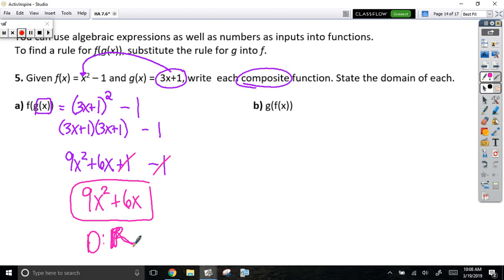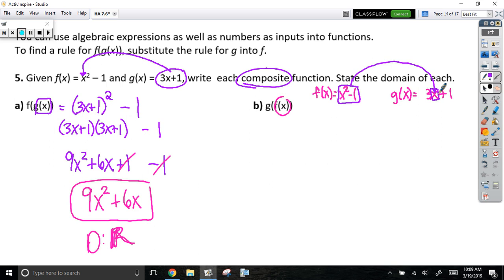Now for b, I'm going to rewrite the functions over here, since we already wrote on the top ones. F of x equals x squared minus 1. G of x equals 3x plus 1. So we can draw our arrows again and not confuse you when you look back at your notes. This time we're starting on the inside, which is our f of x function. So you're going to take this whole thing, x squared minus 1, and plug it in for x in the second function.